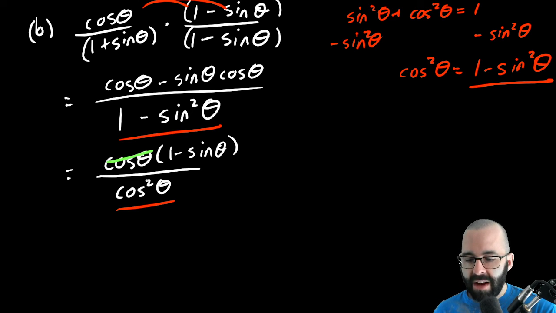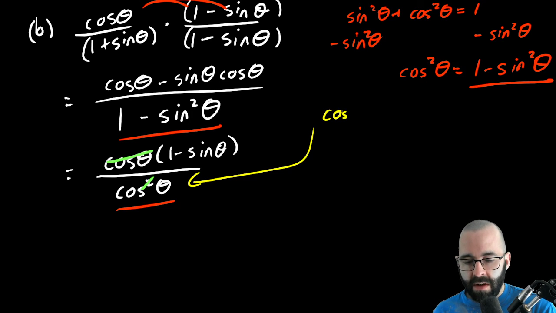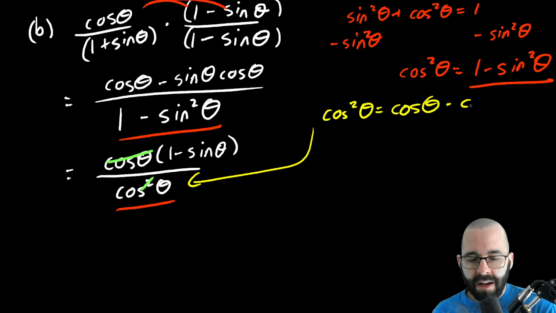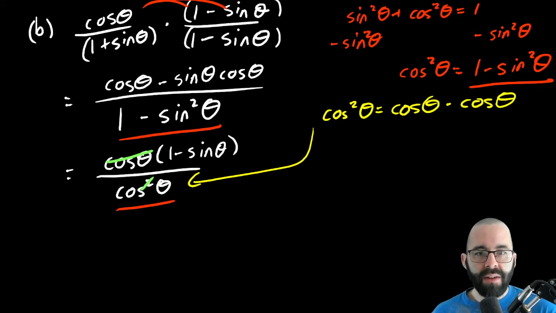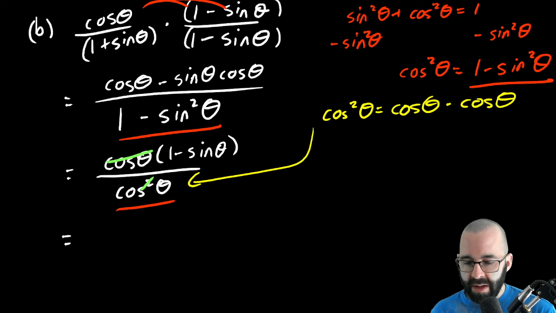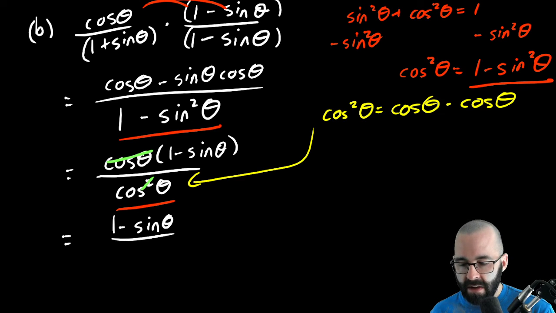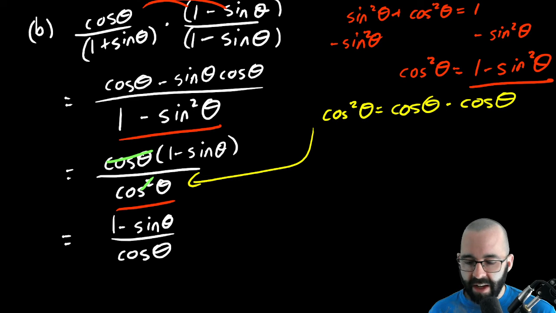We have a cosine of theta up here that's canceling with one of the cosine of thetas in the bottom. Because remember, cosine squared of theta, that's cosine of theta times cosine of theta. So we have one of these cancel with the one on the top. And now, what are we left with? We're left with 1 minus sine of theta divided by cosine of theta.